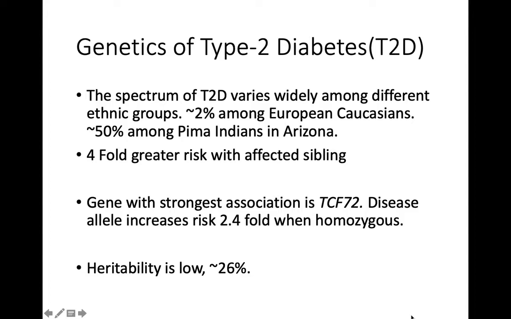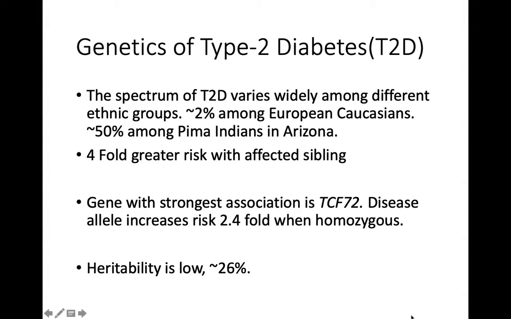The prevalence of type 2 diabetes varies widely among different ethnic groups. It's frequently about 2% among European Caucasians, but there are certain native groups that have a much higher incidence. For example, in the Pima Indians in Arizona, it's about 50% prevalence. So there seems to be some genetic component. For example, there's a fourfold greater risk with an affected sibling. But one thing that's important to think about with this type of interpretation is that siblings will frequently share the same environment. So is that fourfold greater risk due to genetics, or is it due to the shared environment?